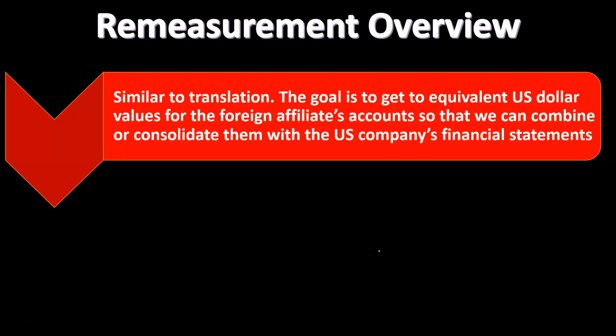So remeasurement is going to be similar to the translation process. The goal is to get the equivalent US dollar values for the foreign affiliates' accounts so that we can combine or consolidate them with the US company's financial statements. So that's our end goal.